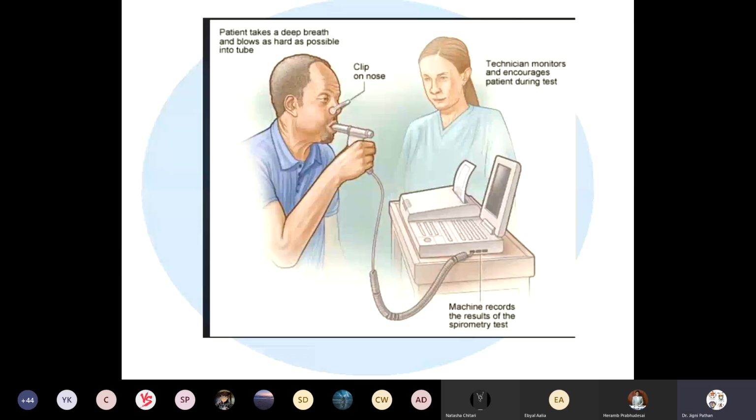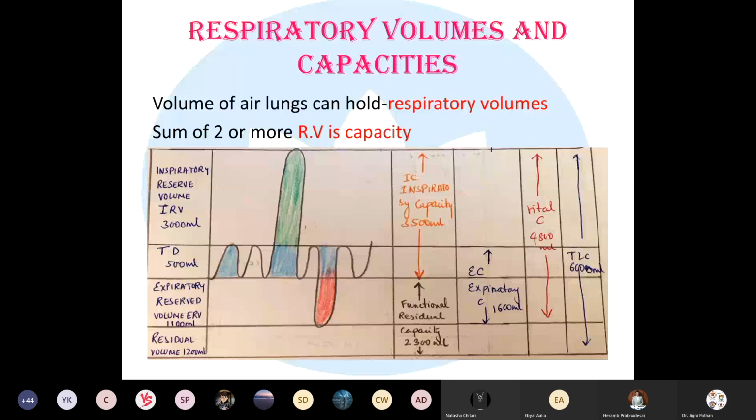Now see this diagram. Listen to this, everybody, then you are going to write. Volume is the volume of air the lungs can hold. What is capacity? The sum of these volumes. Sum means addition, right? Tidal volume means normal inhalation, normal exhalation. What is IRV? Normal inhalation, but when more is required, we inhale extra. That is inspiratory reserve volume.